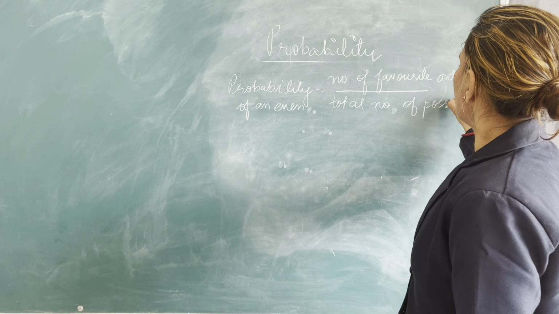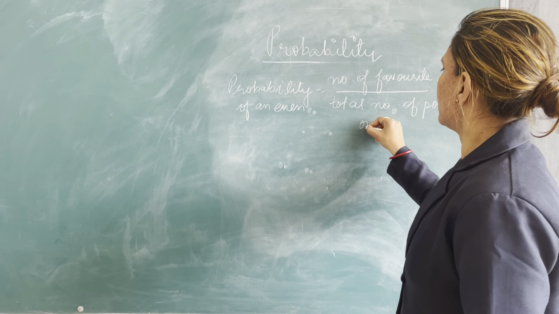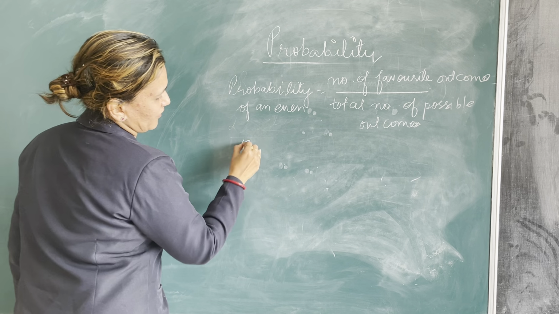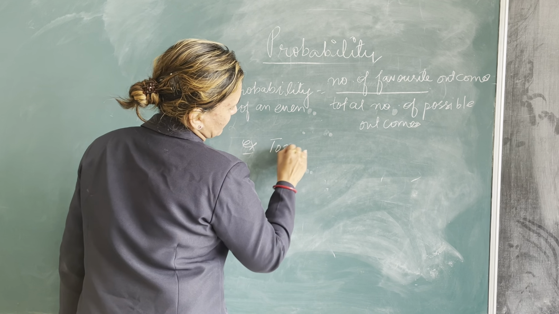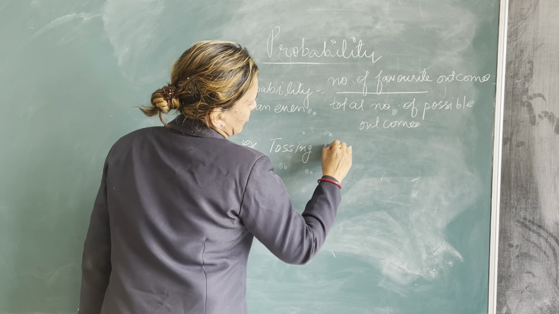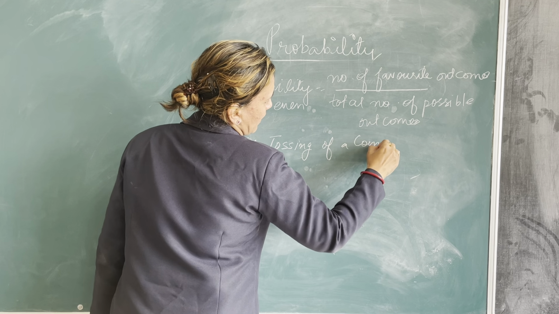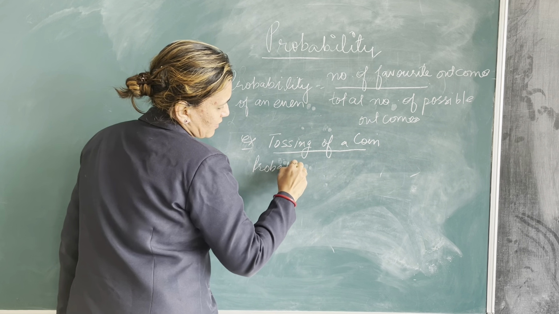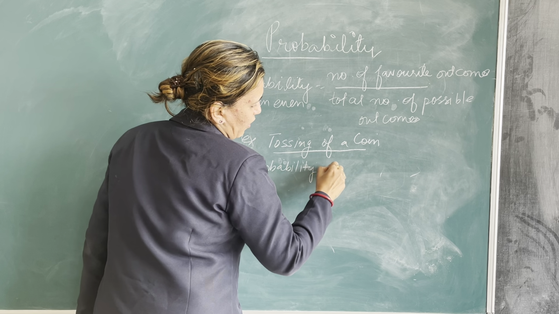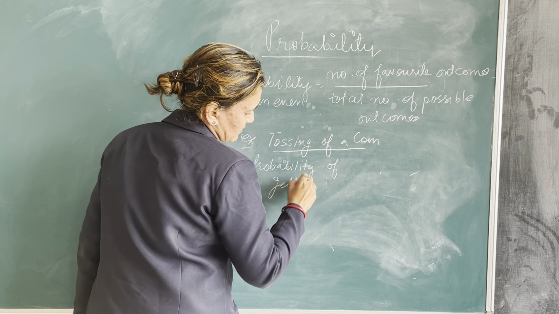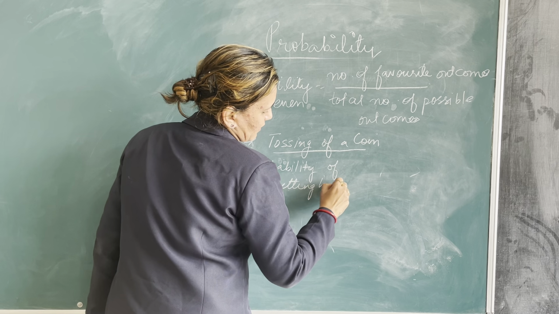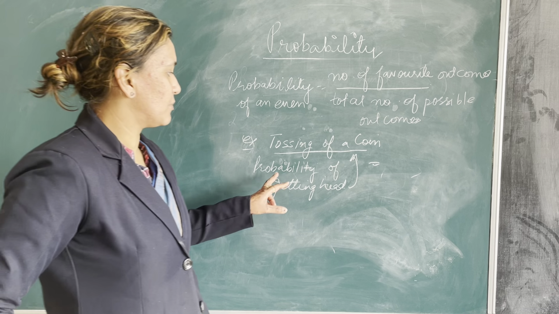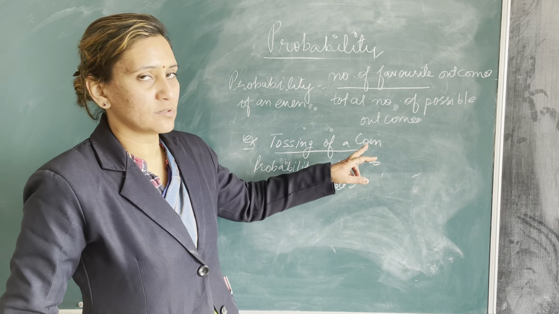Total number of possible outcomes, right? So what does that mean? Suppose, as I have already told you, we talk of tossing a coin. That is an experiment, right? Now I am going to ask a question: what is the probability of getting heads in this tossing of a coin? I need to calculate the probability of getting head when I toss a coin.